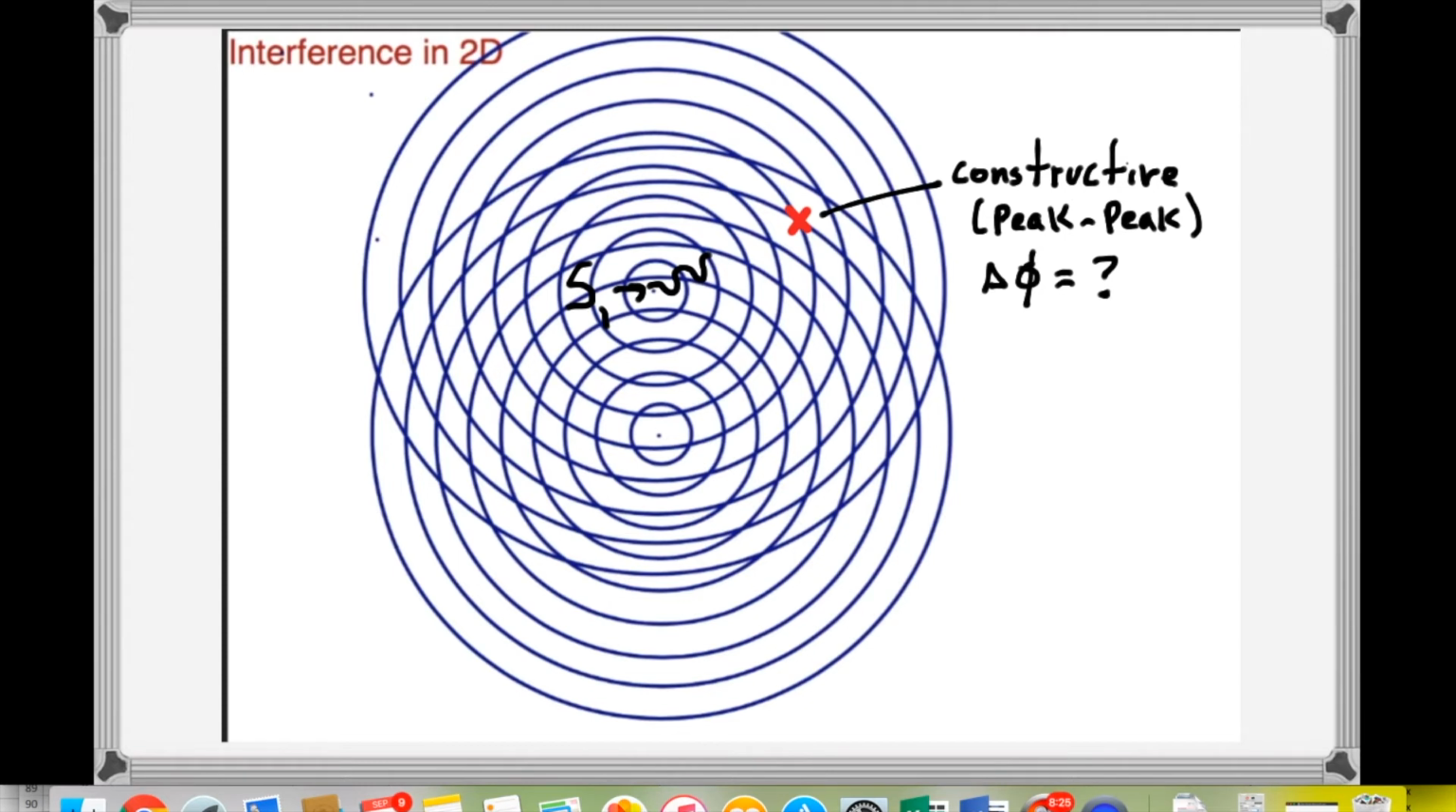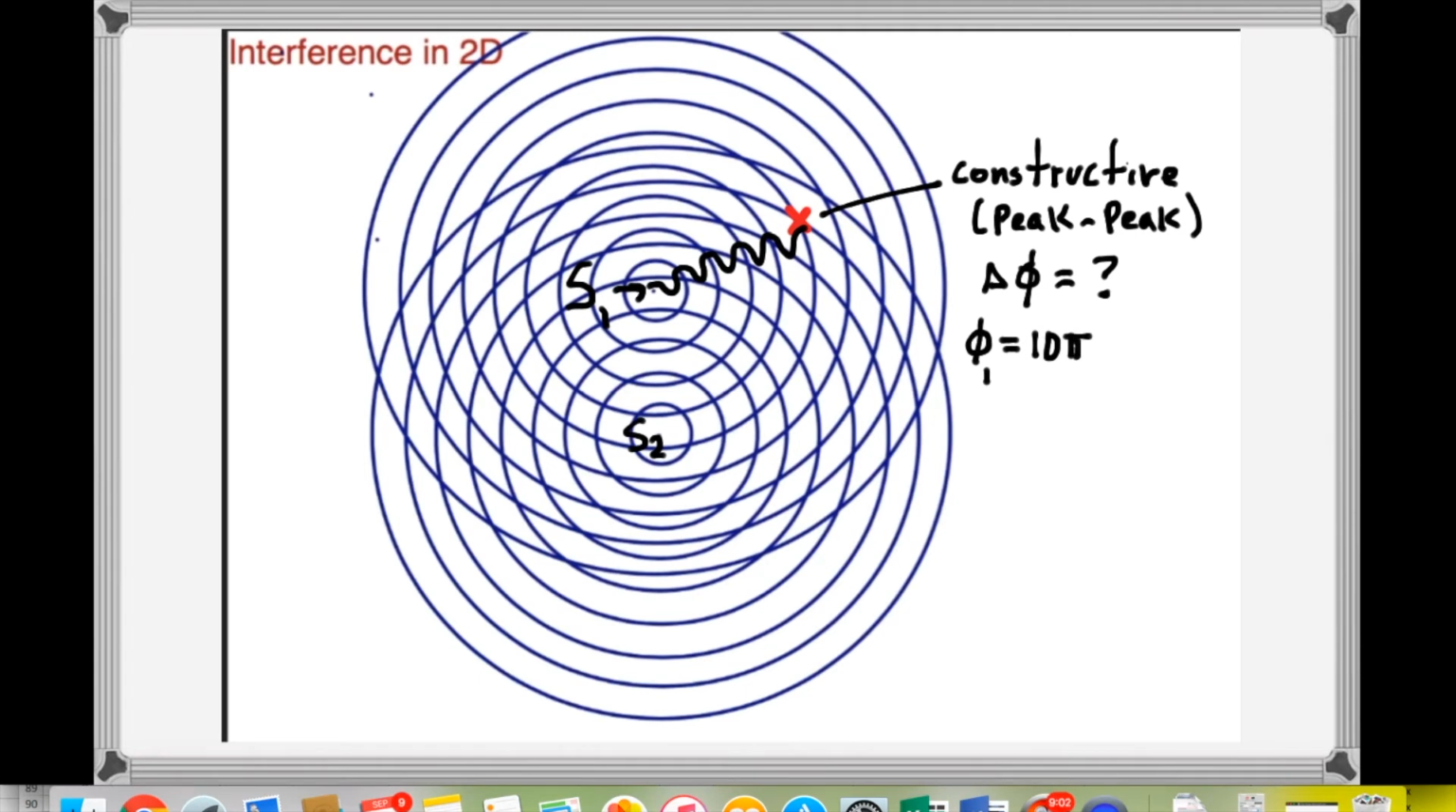So we see that a wave emitted at S1 that arrives at the red X would have a phase when it arrives at the red X that is equal to, this is 2 pi, from the center to the first peak, that's a 2 pi. Then another 2 pi there, so that's 4 pi, 6 pi, 8 pi, 10 pi. So the phase of the wave, phi 1, at the red X is going to be 10 pi.